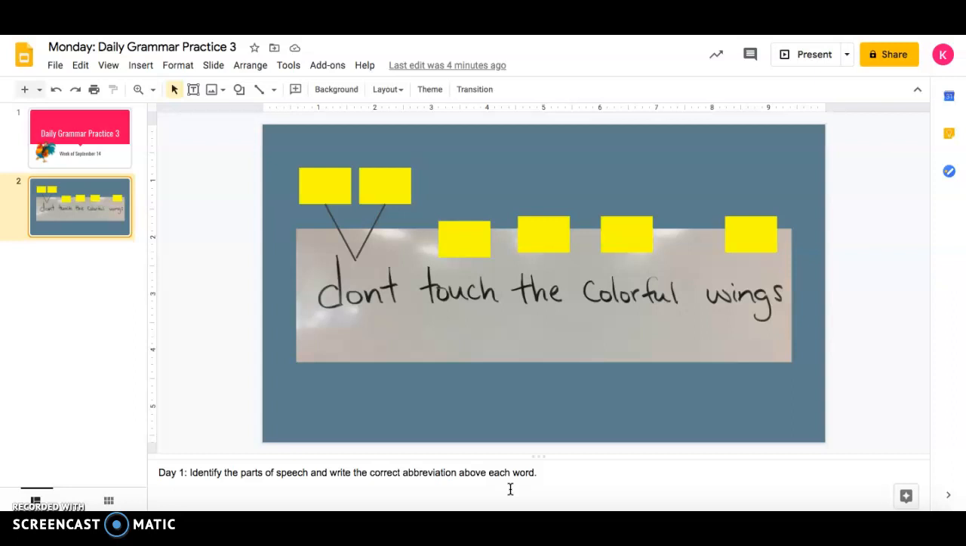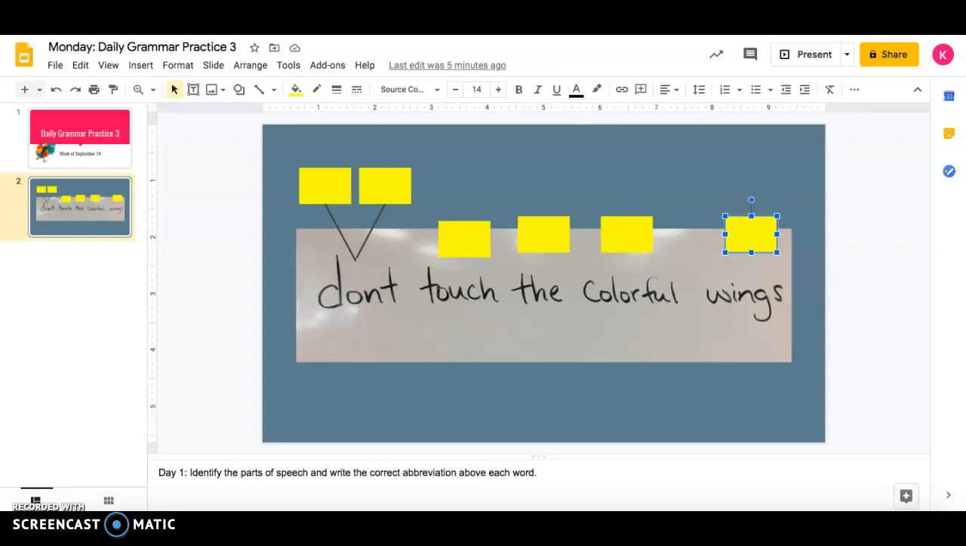So let's work with the nouns first. And those are people, places, things, ideas, and animals. Hopefully you've identified one of these words very quickly that is a thing. So over here, wings. Wings is a thing.